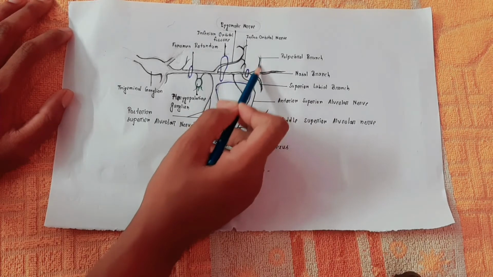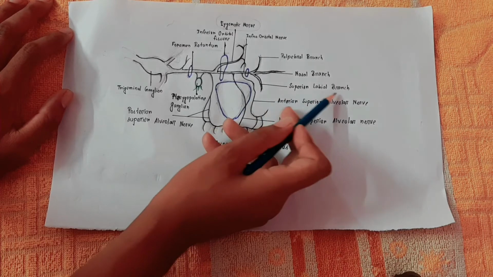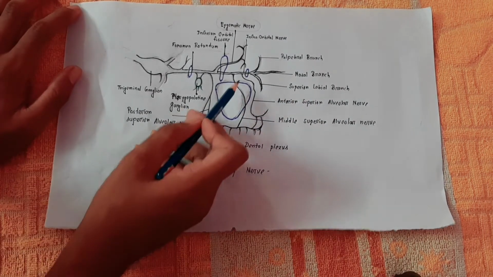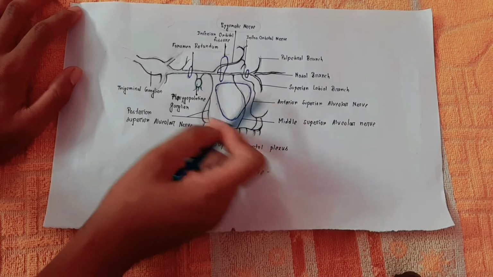Here you can see the three parts: one is the palpebral part, one is nasal, and there is the superior labial part. And another part, you can see, is the anterior superior alveolar nerve.